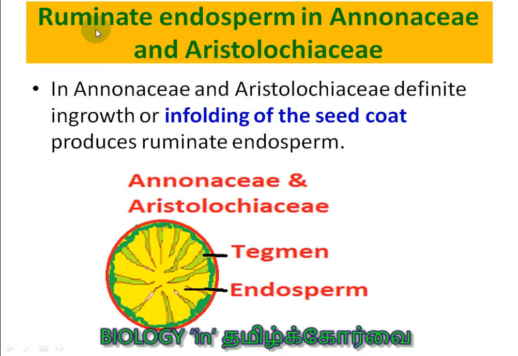The third category of ruminate endosperm is Annonaceae and Aristolochiaceae. Here in Annonaceae and Aristolochiaceae, definite ingrowth or infolding of the seed coat takes place. Here also you can see the tegmen ingrowth along with infolding, uneven ingrowth. So in Annonaceae and Aristolochiaceae, this type of ruminate endosperm is present due to the ingrowth of tegmen, right?